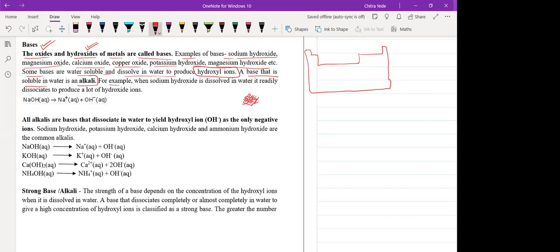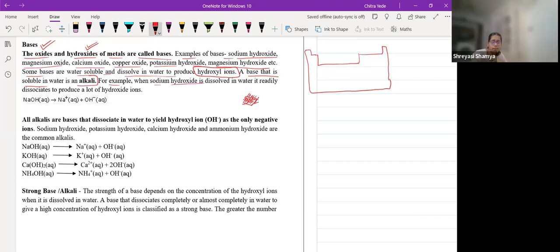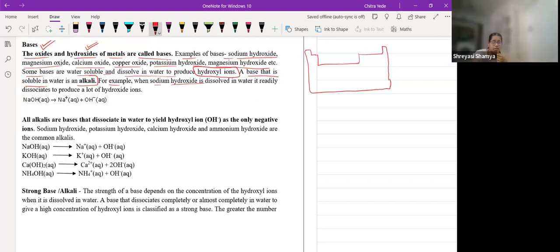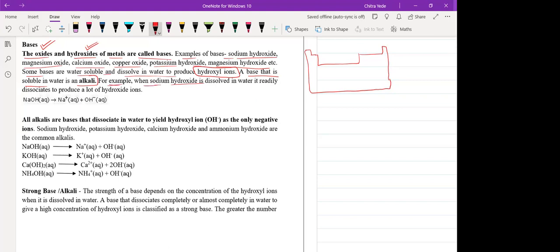Their pH level will be more than 10 or 11, right, sir? Yes, they are stronger. For example, when sodium hydroxide is dissolved in water, it readily dissociates to produce a lot of hydroxide ions. This is a characteristic property of the bases. So NaOH, when dissolved in water, produces Na positive and OH negative ions.